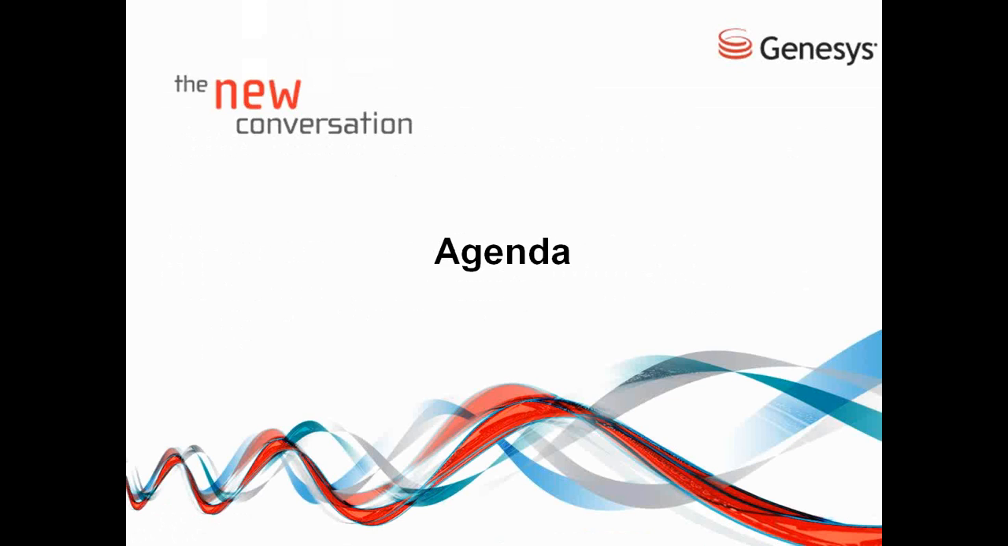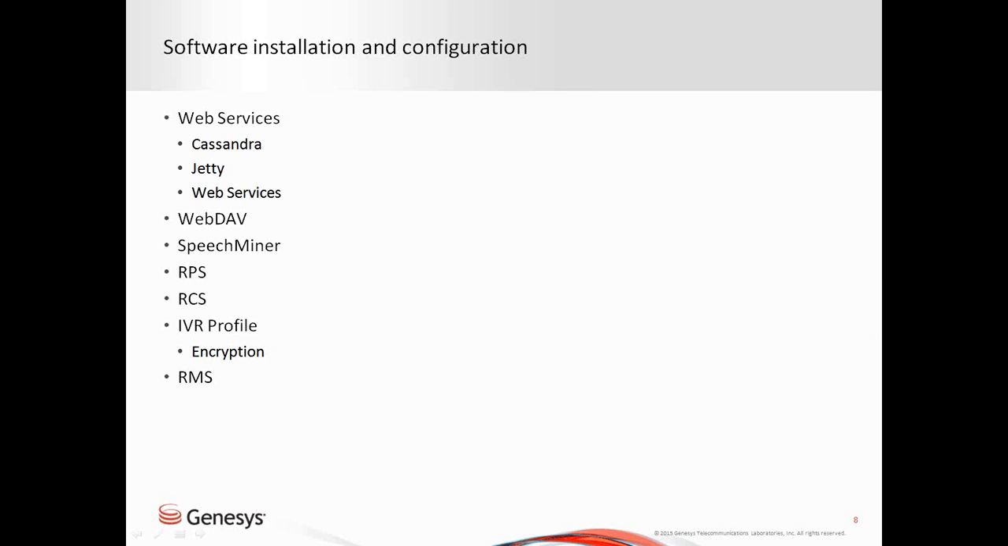So for the agenda, we'll be doing the software in this order. Web services, Cassandra, Jetty. Web services, you may hear me refer to that as HTCC. That's one of the names that was used for it before it was known as web services. We'll be doing WebDAV, also known as Apache HTTPD, Speechminer, recording processor script, recording crypto server, the IVR profile, encryption, and the recording muxer script as well.